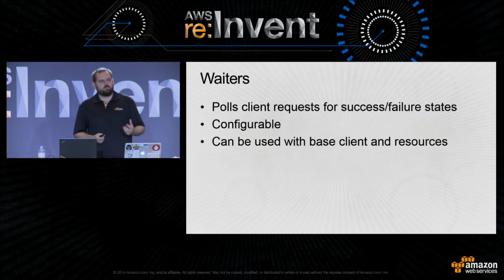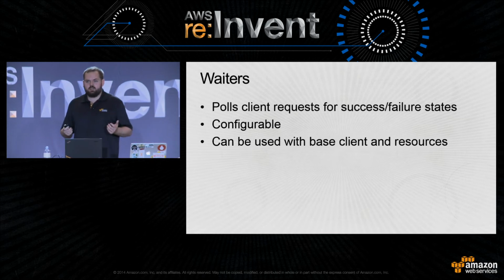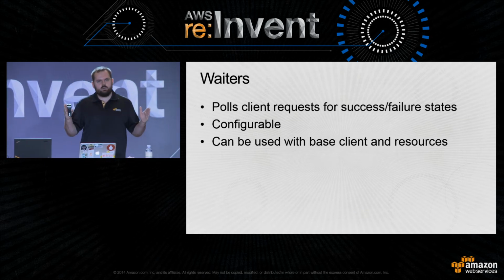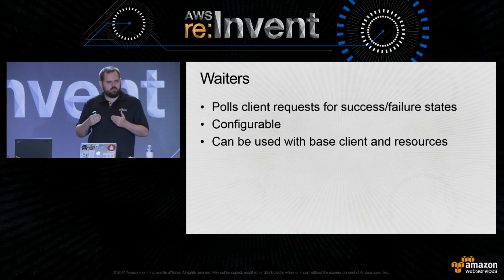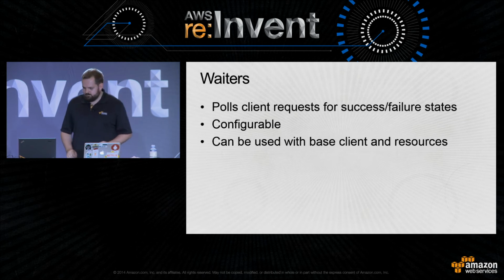So waiters, we're polling client requests for success and failure states. You can configure them. If you get throttled a lot, and I know I've talked to some of you who do, you can decrease your polling frequency, or you can also fail fast, not wait very long and then fail, or wait for a long time until the object appears.